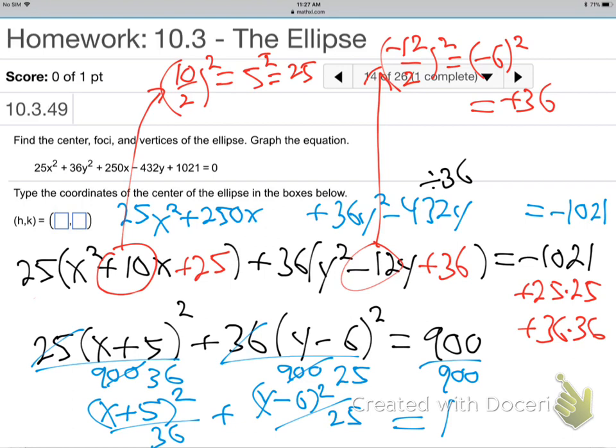The rest you can do, right? Find the center, find the focus points, and so on. Good on that? You feeling comfortable with completing the square? Is that all good?